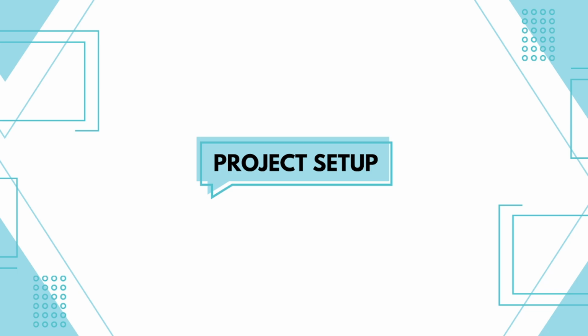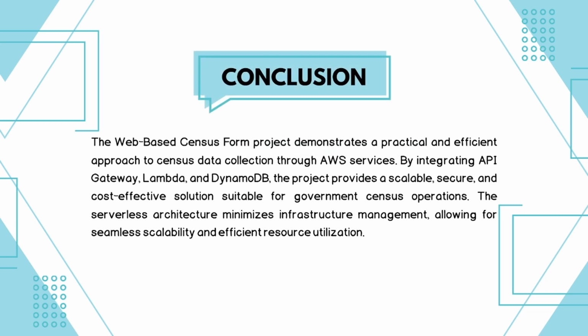So moving on is the conclusion. The web-based census form project demonstrates a practical and efficient approach to census data collection through AWS services. By integrating API Gateway, Lambda, and DynamoDB, the project provides a scalable, secure, and cost-effective solution suitable for government census operations. The serverless architecture minimizes infrastructure management, allowing for seamless scalability and efficient resource utilization.